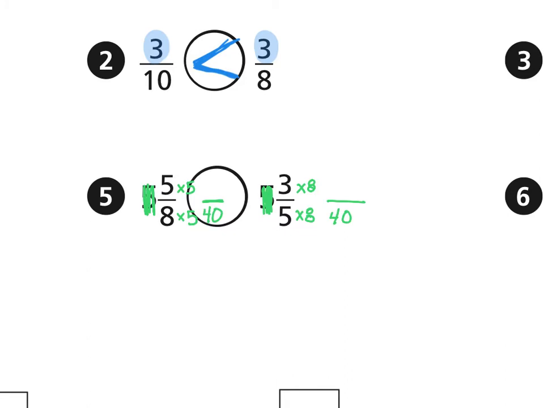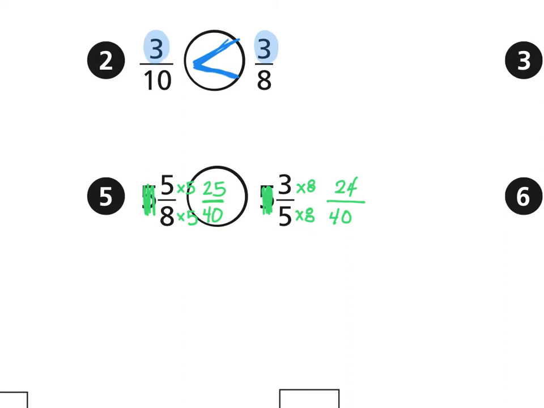Jack, what's 5 times 5? 5 times 5, that's 25. And 3 times 8? 24. Wow, Jack, I'm so impressed you jumped to that common denominator. Give Jack a big clap and a half.